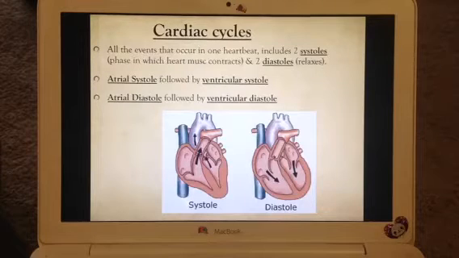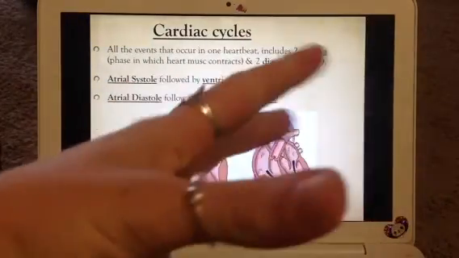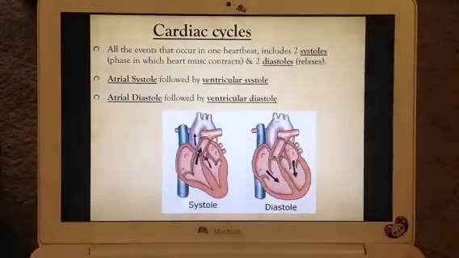So what is a cardiac cycle? Well, the cardiac cycle is all of the events that occur in one heartbeat. And this is going to include 2 rounds of something called systole and 2 rounds of something called diastole. So the function of the heart obviously is to pump blood throughout the body, and it does this by pumping, which means to squeeze and then relax. Squeeze, relax, squeeze, relax. So the process by which it's contracting or squeezing is going to be systole, and then the process by which it's going to relax is called diastole.